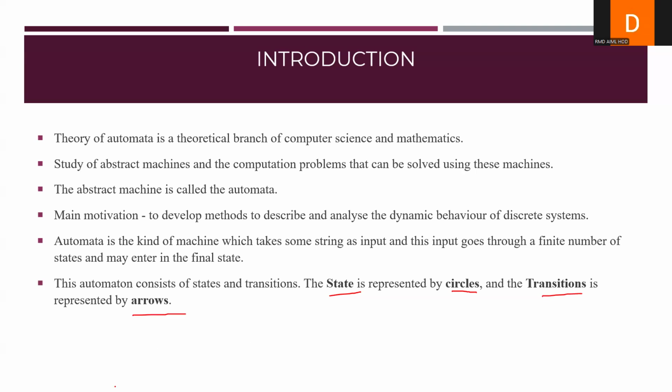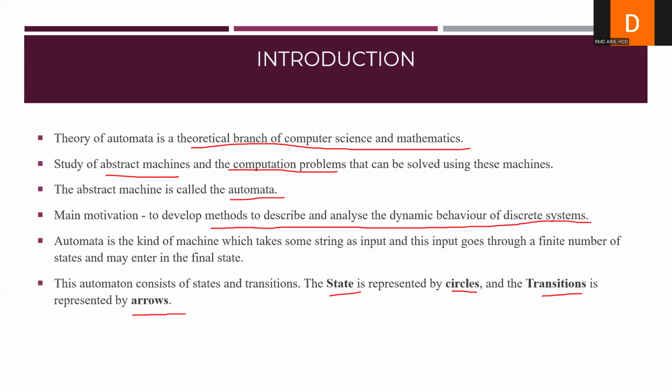So let's again go through what this theory of automata is. As told earlier, theory of automata is a theoretical branch of computer science and mathematics with which you can study abstract machines and the problems that you can solve using these machines. An abstract machine is called an automaton, and abstract machines are called automata. The main motivation behind this theory is to develop methods to describe and analyze the dynamic behavior of discrete systems.